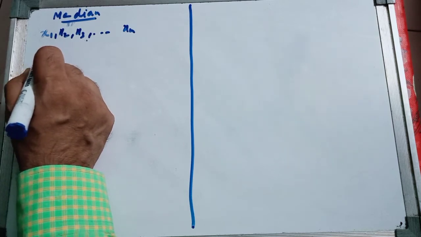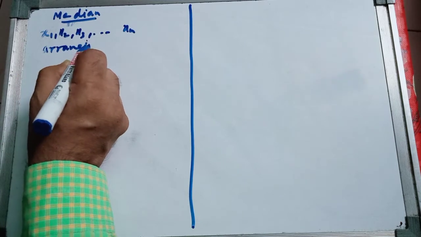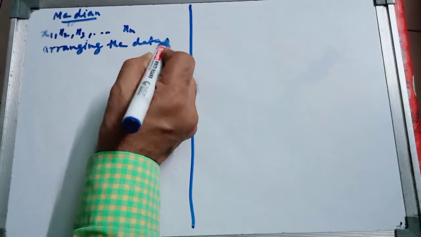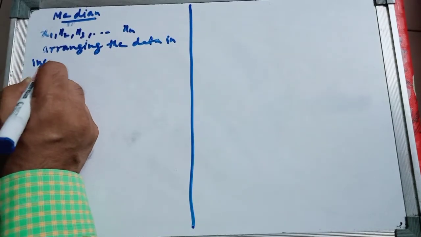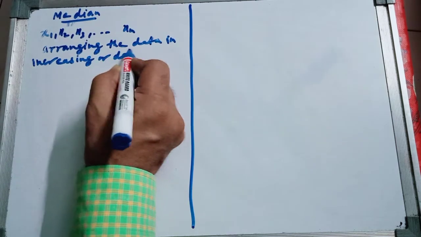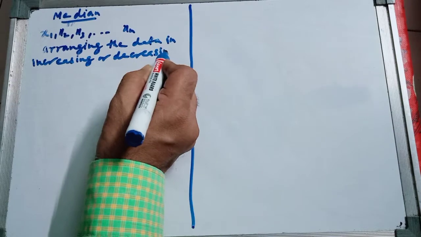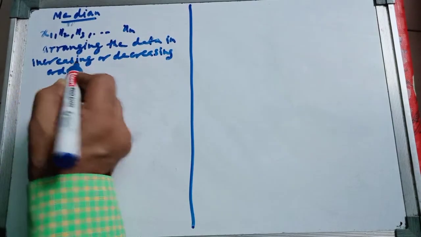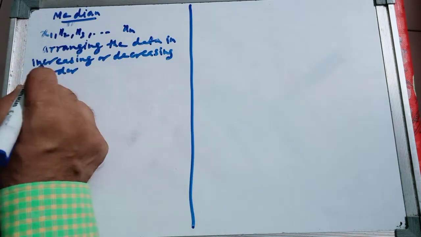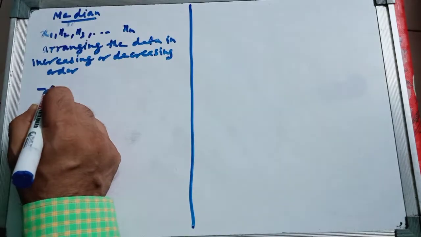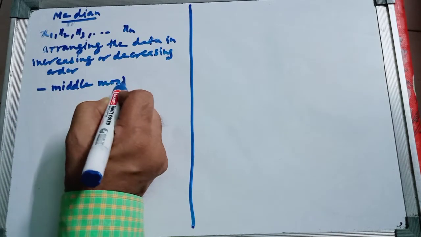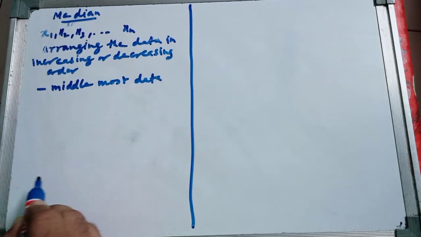First, we are arranging the data in increasing or decreasing order. And then we are trying to find the middlemost. In the arranged data, we are trying to find middlemost data.